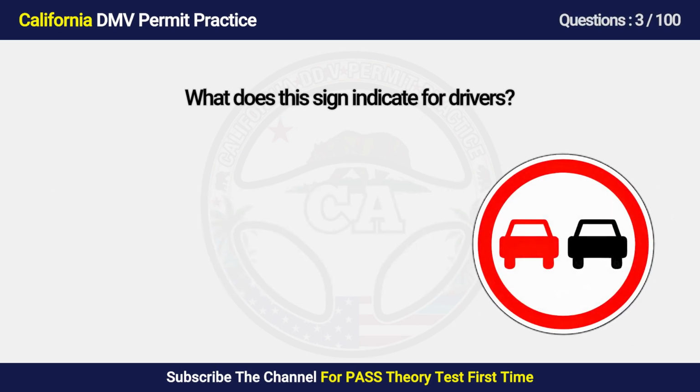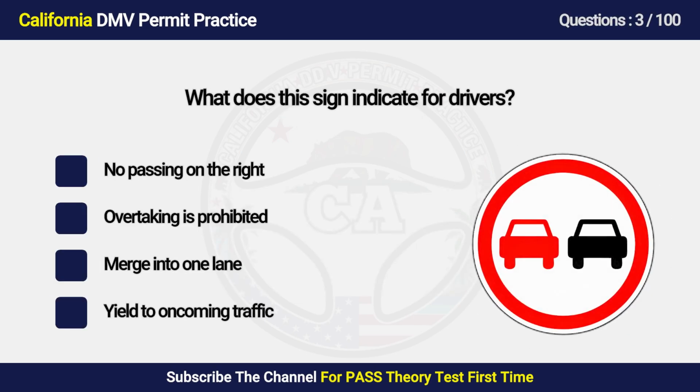Question 3. What does this sign indicate for drivers? A. No passing on the right. B. Overtaking is prohibited. C. Merge into one lane. D. Yield to oncoming traffic.